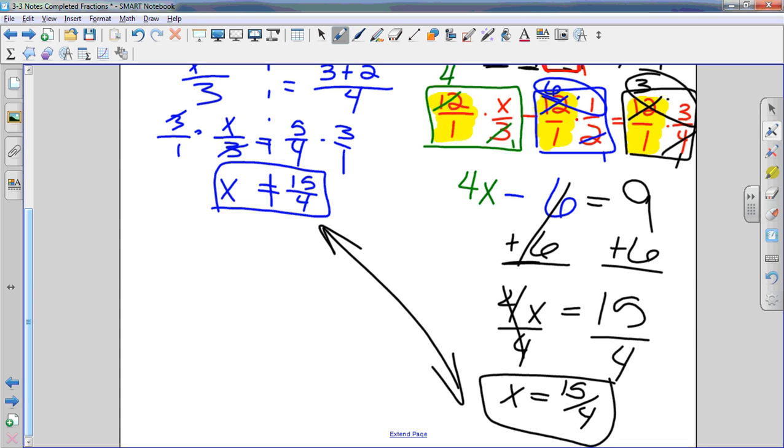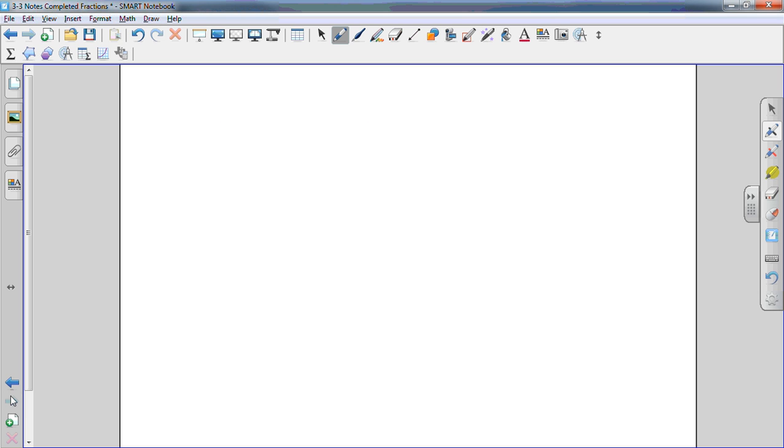I'm going to do one more example. Okay, so you guys can see me do one more example. Oh, I don't have an example, so I'll make one up. I'll do one of your homework problems for you. We're going to use the second method, because I want to keep practicing.